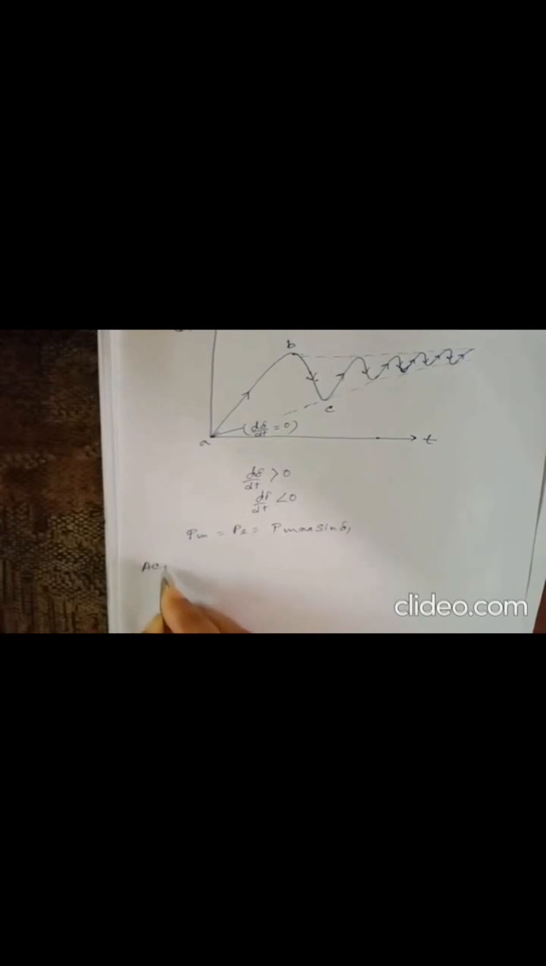Now write the accelerating area. We can write A1 is equal to integration from del 0 to del 1 of Pm minus Pe d del. Just come to this picture. A1 is the integration of Pm minus Pe from del 0 to del 1 and A2 is from del 1 to del 2. So I can write the decelerating area A2 is equal to integration from del 1 to del 2 of Pe minus Pm d del.